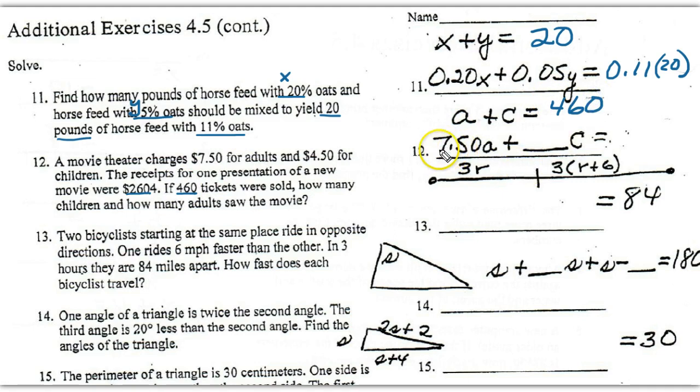And the adult tickets cost $7.50 for each adult ticket. This will give you the total amount for gate receipt for adult tickets. Children tickets, we said, were $4.50. And then all of the receipts totaled $2,604. So again, substitution, solve for A or C. You could get rid of the decimals if you want. You'd have to add 2 places here if you did so. Whatever method.